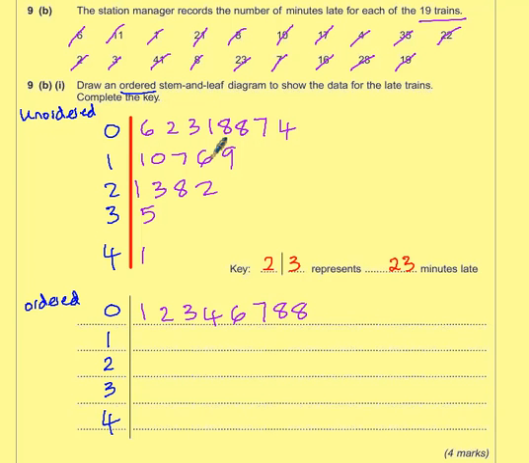So in the ones, this is a 0, so 10, 11, 16, 17, 19. In the twos, 21, 22, 23 and 28. In the 3 I've got 35, and the 4 I've got 41. So I've now shown an ordered stem and leaf diagram.